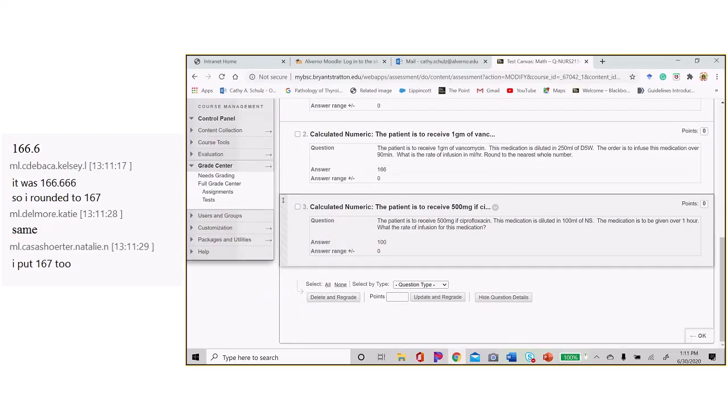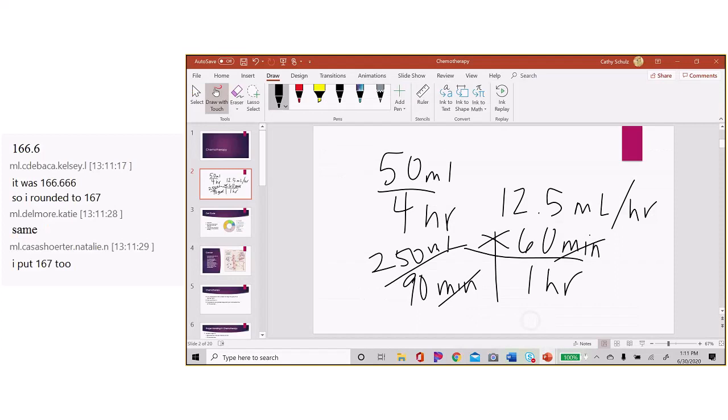And then the next one, the patient is to receive 500 milligrams of Cipro diluted in 100 milliliters of normal saline. I have to give this 100 milliliters over an hour. So that was an easy one. I feel like this would be one that you guys would stare at and think, that can't be that easy. But it is possible that it could be that easy. So don't do that. You know how you guys are.